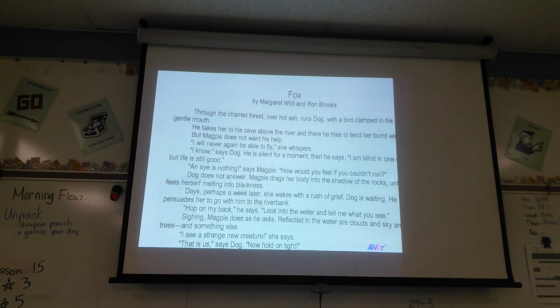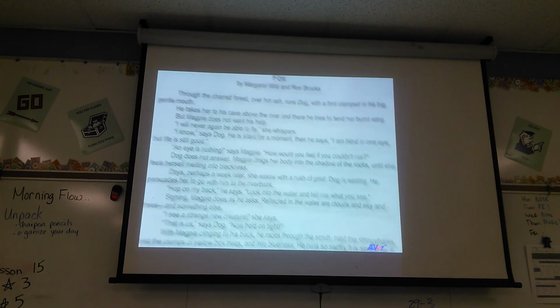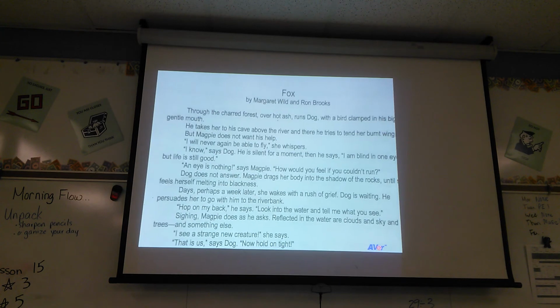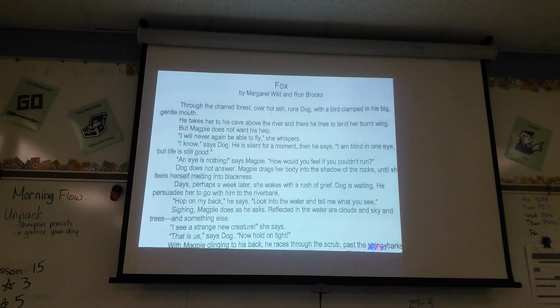A fox, in a lot of stories, especially fables, foxes are not good characters, are they? They're evil. They're sly. They're sneaky, right? And making Fox that character fits what Margaret Wilde wants to do: to tell you, the reader, that this is a sly and sneaky and perhaps evil character.